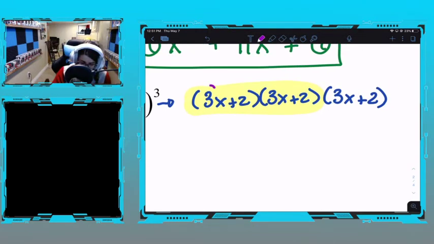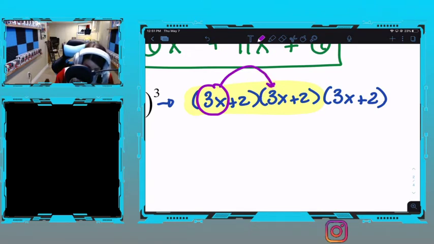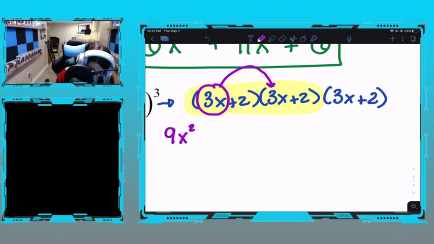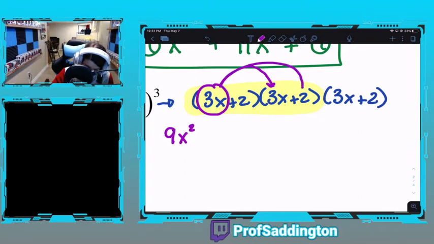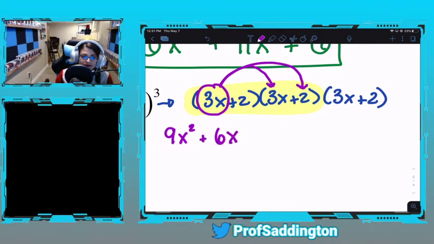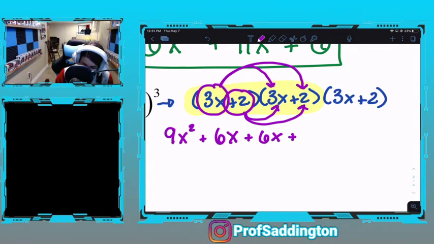So, that means I'm going to start with double distributing. So we have 3x. Oh, I know I'm circling that again. 3x times 3x is going to give me 9x squared. And then 3x times 2 is plus 6x. Then we move on to this positive 2. Positive 2 times 3x is positive 6x. And then positive 2 times positive 2 is positive 4.